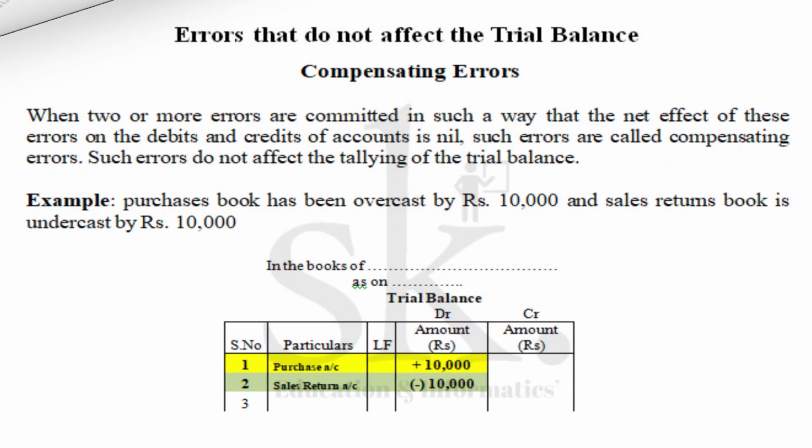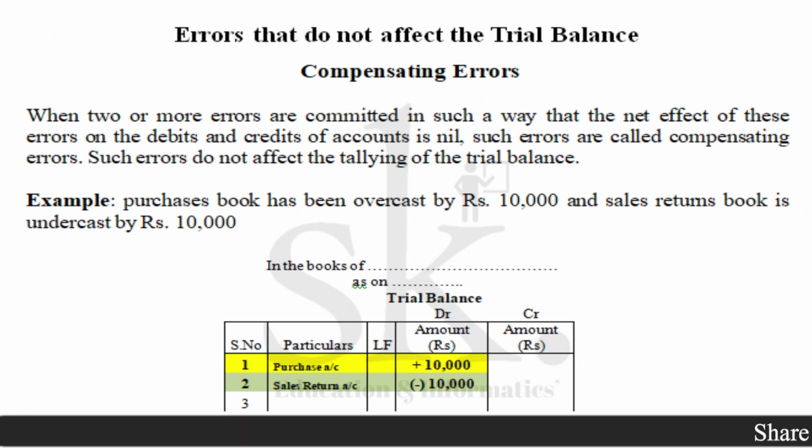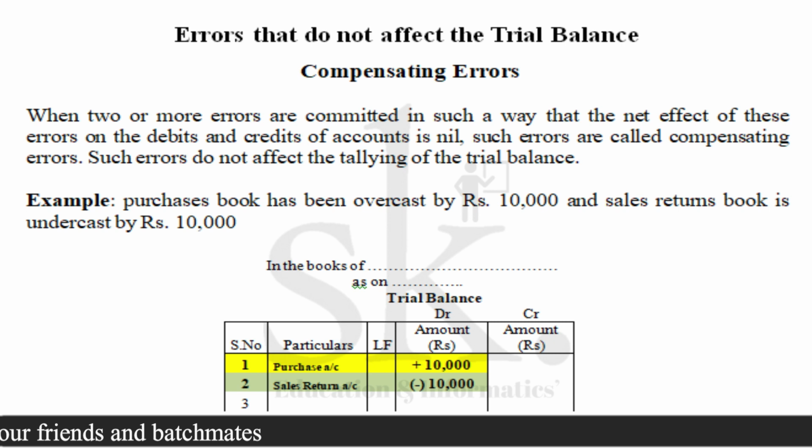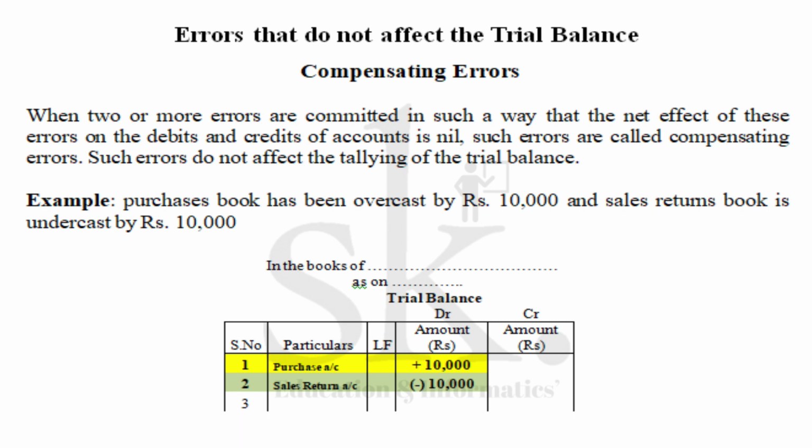The last error is what is said to be a compensating error. Now what is a compensating error? Let's take an example. Purchase account has been overcast by rupees 10,000 and sales return has been undercast by rupees 10,000. So let me explain what we mean by the terms overcasting and undercasting. Overcasting means when you have recorded an amount which is higher than the actual amount. For example, the actual amount should have been 1,000. You have recorded 1,500. So you have overcasted it. Similarly, the actual amount was 1,000 and you have recorded it as 700. That means you have recorded a lesser amount. That is what is said to be undercasting.